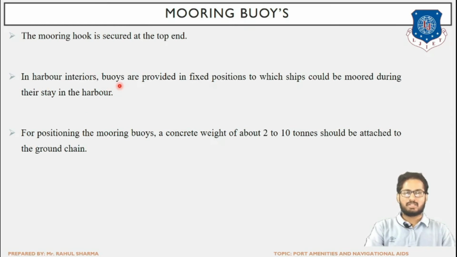That is, the ship can be tied up with this mooring buoy by use of the anchor chain, and the ground chain connects the buoys with the concrete block which is in the sea bed. For positioning buoy, concrete weight, as we have studied, of 2 to 10 tons should be attached to the ground chain.